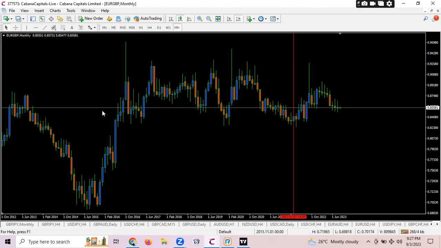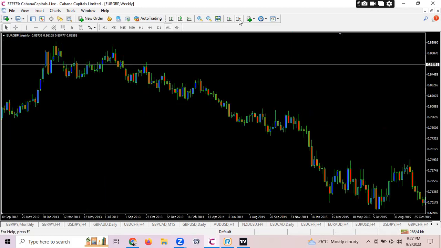This is monthly. You can see since 2016, this pair has been in a range. I feel for those who trade Euro GBP with this price action that I'm seeing on this chart. It is obvious that this chart will be difficult. This pair is a difficult pair. Just by looking at the candlestick formation, you would see that it's a difficult pair. But some people still make money trading Euro GBP.